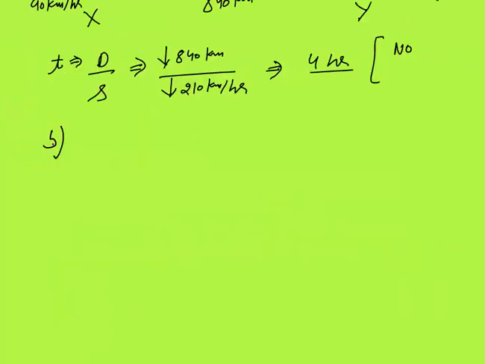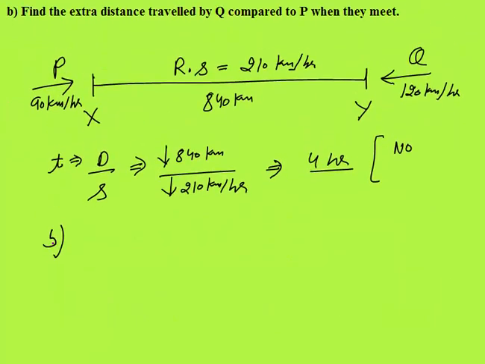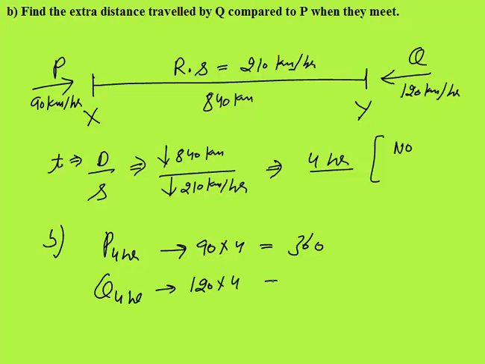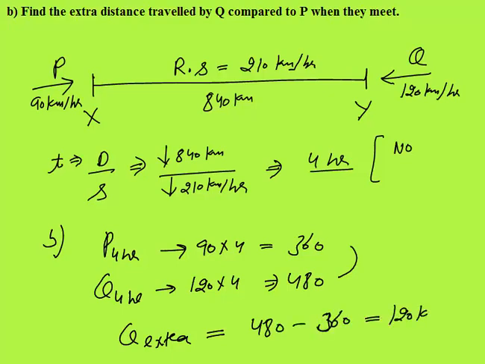The B part of the question was, what is the extra distance traveled by Q as compared to P when they met? Now for the extra distance, they met after 4 hours. So the distance traveled by P in 4 hours would be 90 into 4, 360. Distance traveled by Q in 4 hours would be 120 into 4, that is 480. So the extra distance traveled by Q as compared to P is 480 minus 360, that is 120 kilometer.